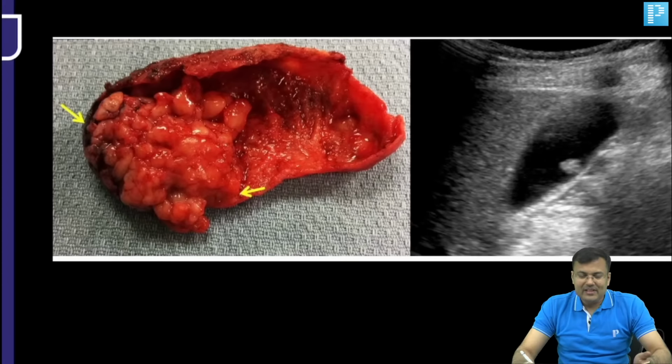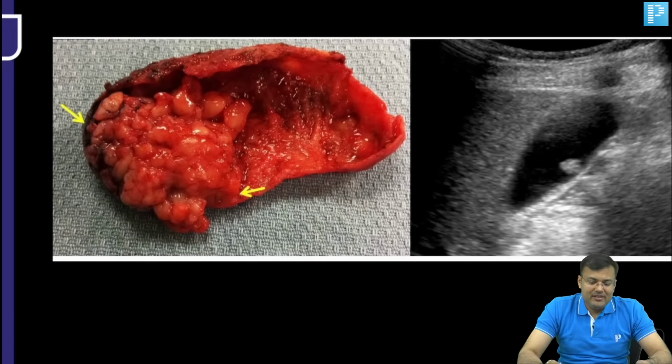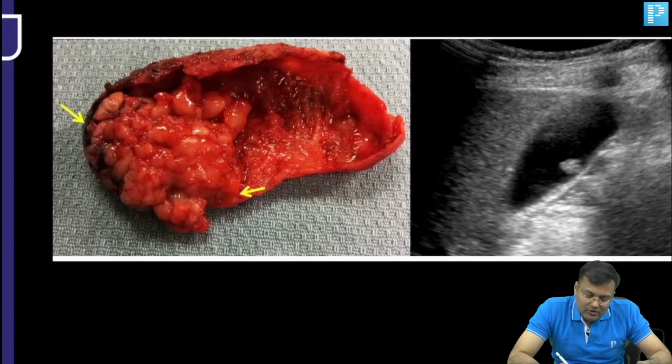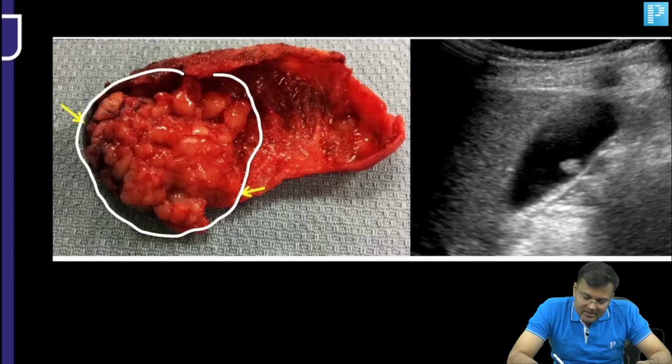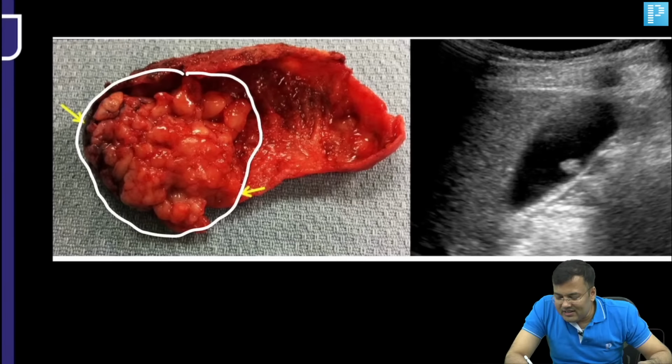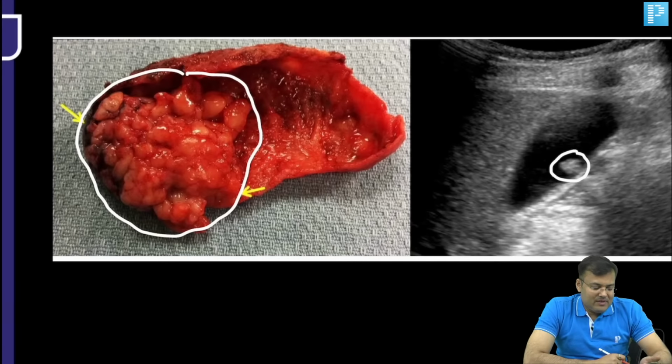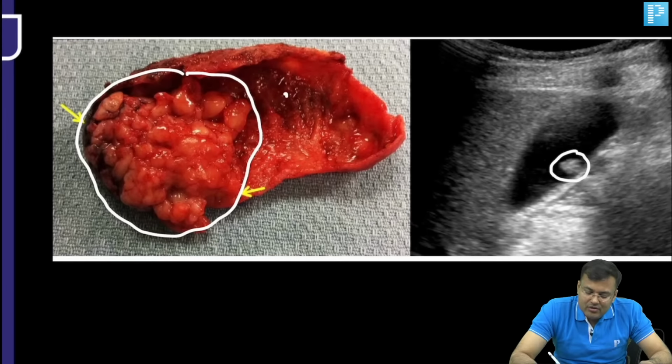Next question. Tell me, this was asked in NEET PG. Here you can notice there is some growth. And here you can notice on ultrasound this kind of growth. What is this? This is polyp. If you see the ultrasound, it is a small polyp, but if you see the gross specimen, it is looking like malignant. So, guys, this is gallbladder polyp.